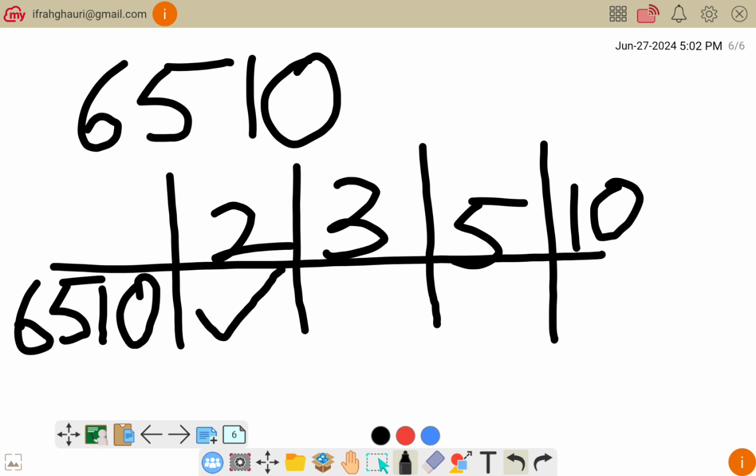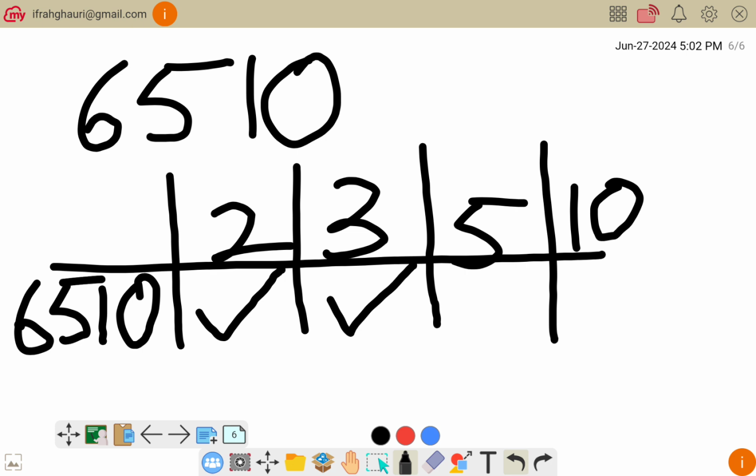Is the number divisible by 3? Okay, let's see what is the sum of the digits of the number. 6 plus 5 plus 1. What do we get? 6 plus 5 is 11. 11 plus 1 is 12. So yes, the number is divisible by 3.